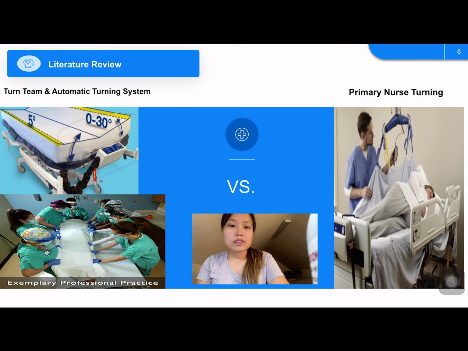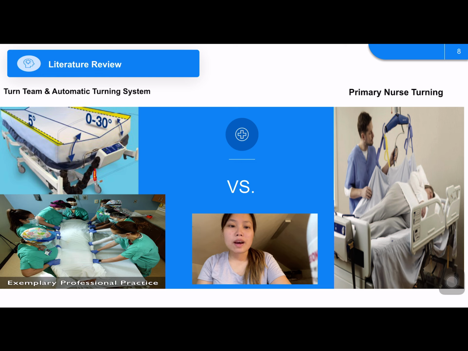So according to the study by Cortez in 2021, ICU patients benefit from hourly repositioning. However, they also found complications from frequently turning the patient, such as hypoxia and hemodynamic changes. So a lot of research proves that with the turn team, patients get more benefit because they are turned more frequently.